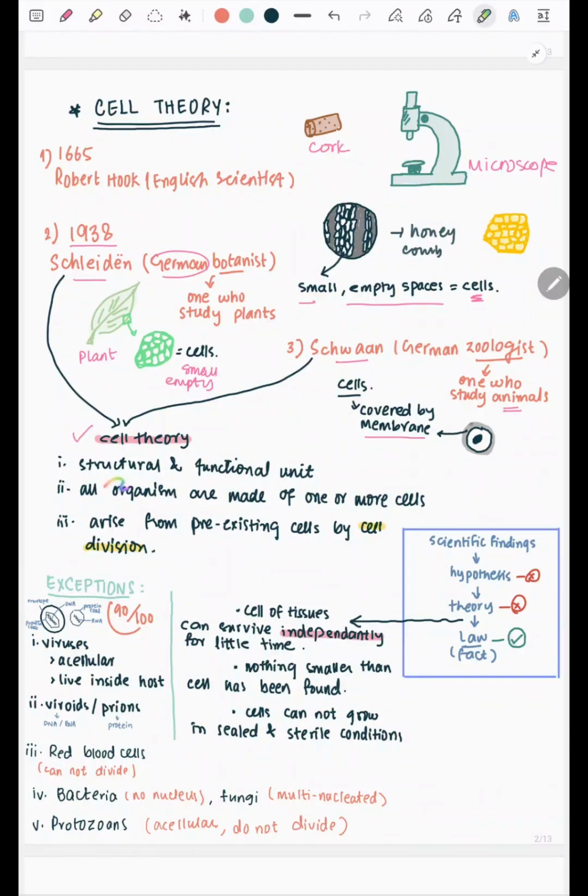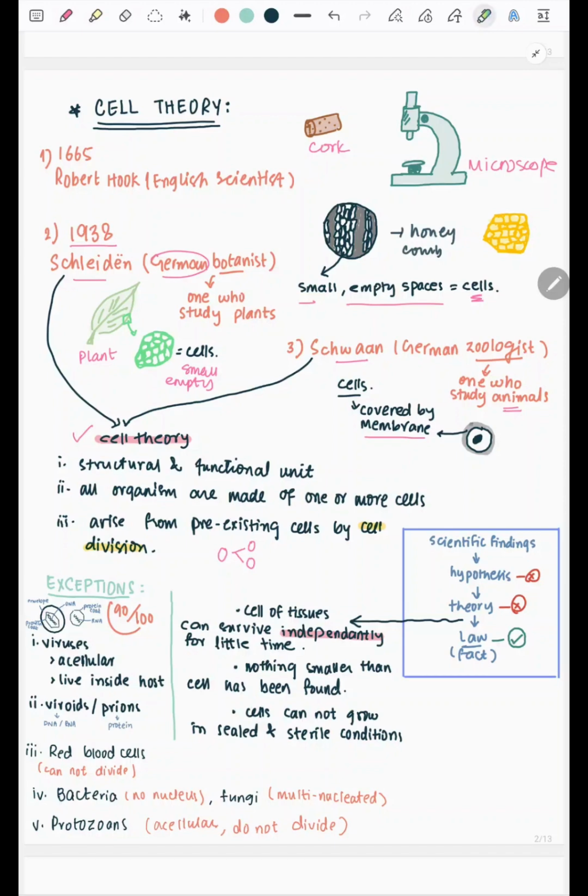Cell theory states that the cell is the basic structural and functional unit of life. All organisms are made of cells, they can be one or more than one. And cells arise from pre-existing cells. That is, there is always a parent cell that divides to form the daughter cells.